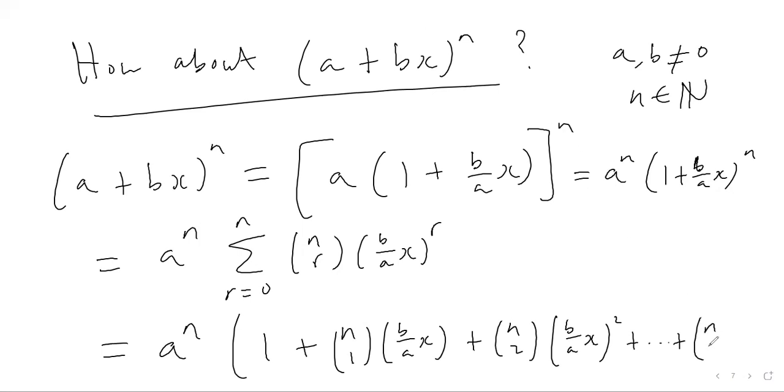So we'll just write this here just to be clear. n choose n, number 1, times b over a times x to the power of n, and that would be our binomial expansion with an expansion like that.